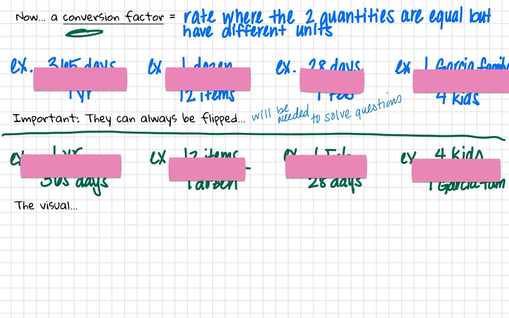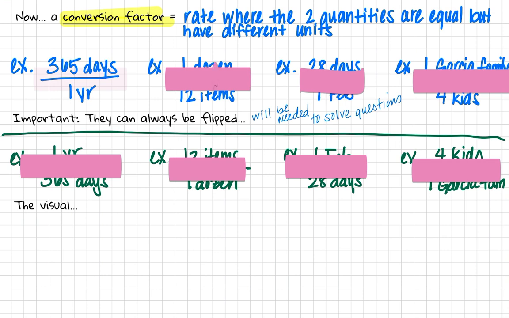Now, a conversion factor is a rate where two quantities are equal, but they have different units. I'm going to show you some examples here. This is reminiscent of what we learned in elementary and middle school. We learned that 365 days are in 1 year. Why? We don't know. We just know that they're equal. So this is an example of where two quantities are equal, but they have different units. 365 days is the same as 1 year.